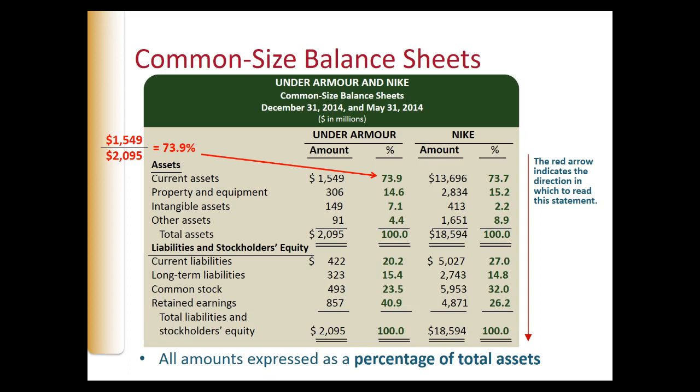It's also interesting to see the relative contributions of common stock and retained earnings for the two companies. So for Under Armour, the balance of retained earnings exceeds the balance in common stock, indicating the profits retained in the company exceed the amounts originally invested in the company. Now, for Nike, the balance in common stock exceeds the balance in retained earnings, which shows the amounts invested by shareholders exceed the profits that have been retained.